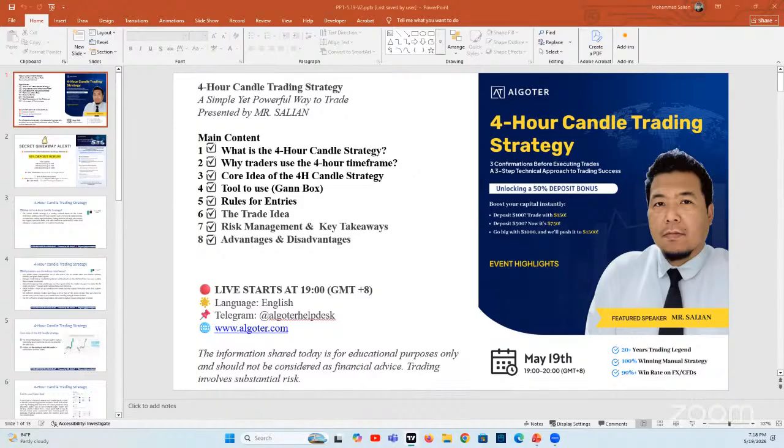All right. So main content. What is the 4-hour candle strategy? Why traders use the 4-hour? The core idea of the 4-hour candle strategy, and the tool to use for this strategy, which is the gun box. Its rules for entries, the trade idea, of course, the risk management in the end, and some key takeaways. And lastly, advantages and disadvantages. All right. So let's move on.